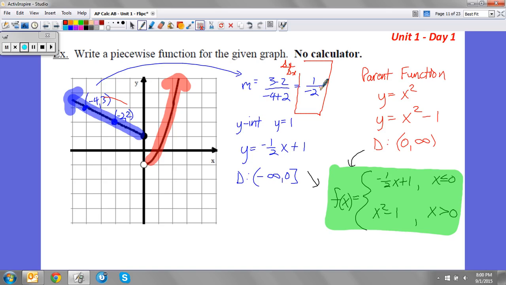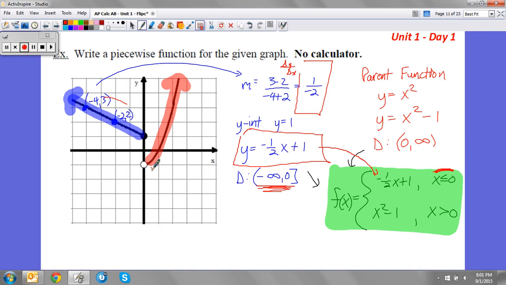It's negative 1/2. So my y-intercept from the picture is 1. So that in y-intercept form, or slope-intercept form, my y equals mx plus b, I have negative 1/2 x plus 1. This is the first function on this piecewise that I would draw. And you see that it's restricted everything from negative infinity to 0, closed on 0. That's what we draw our domain, or write it like this inequality form here. X is less than or equal to 0.